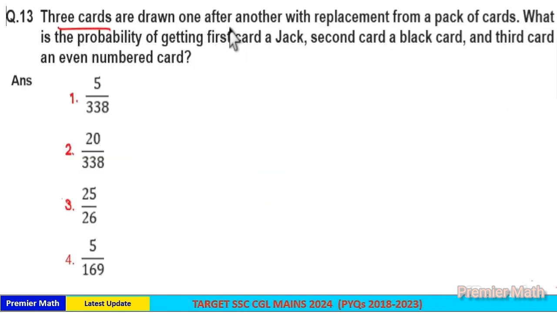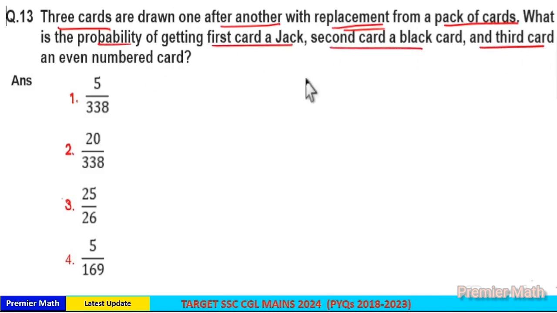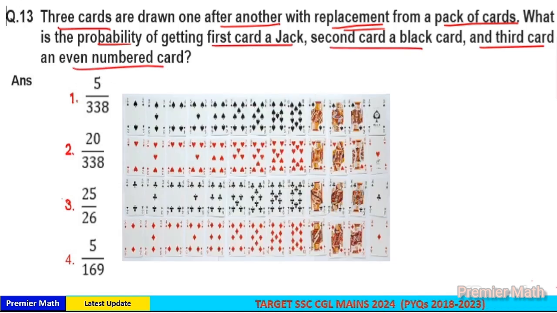3 cards are drawn one after another with replacement from a pack of cards. What is the probability of getting the first card a jack, the second card a black card, and the third card an even numbered card? Here, before solving this question, you should understand what a pack of cards is. This is a standard pack of cards. A pack of cards contains a total of 52 cards. 52 cards means 4 sets of 13 cards.